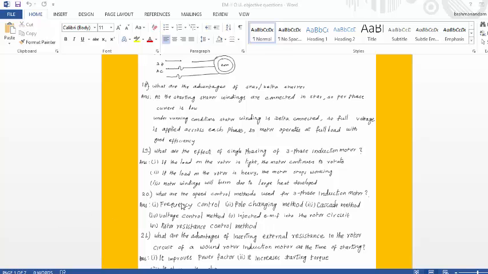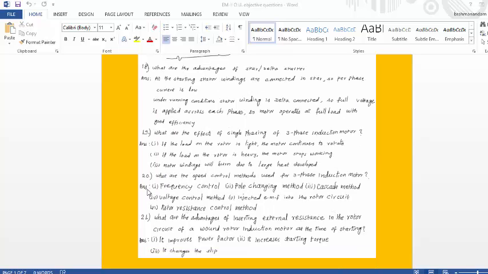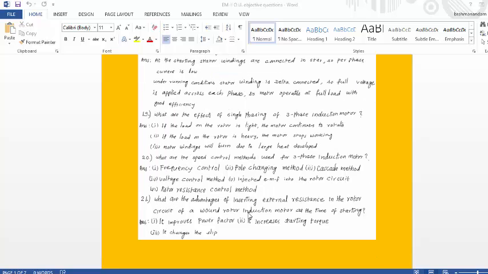20th question. What are the speed control methods used for three-phase induction motors? Answer. First method is frequency control method. Second method, pole changing method. Third, cascade connection method. Fourth method, voltage control method. Fifth point is injected EMF into the rotor circuit. Next, sixth method is rotor resistance control method.